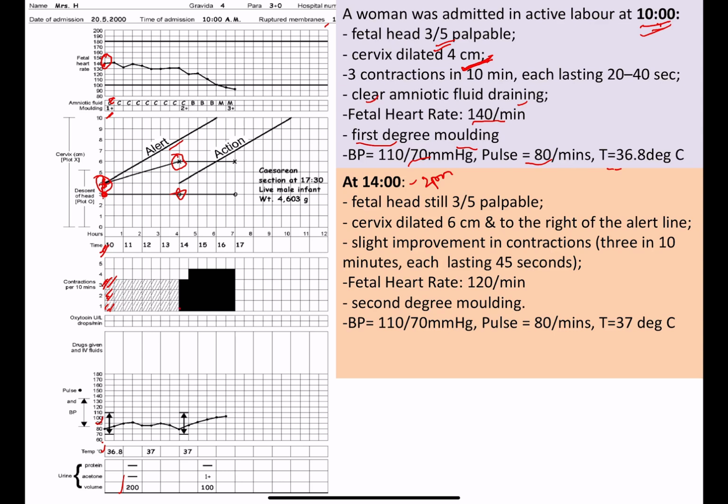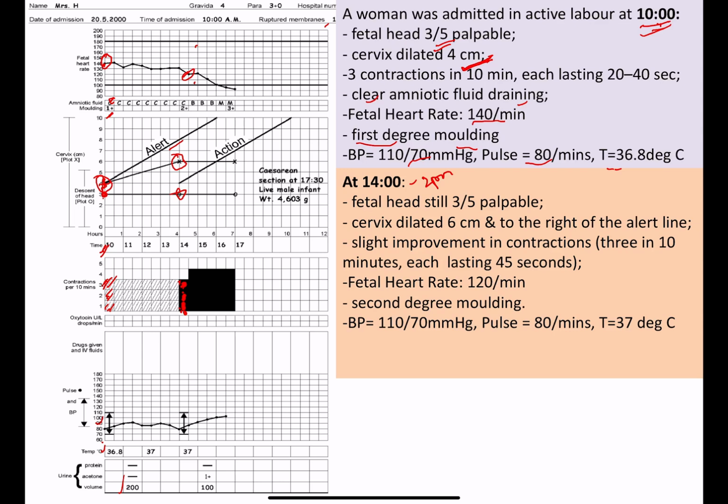Okay, till 4 hours the contraction was moderate, but when we did the PV examination after 4 hours, the contraction started being stronger, but the number of contractions was only 3. Okay, 3 contractions, and it was stronger. It was lasting for 45 seconds. So we have marked it with a dark color. And you can see the fetal heart rate is 120. It's in the normal range.